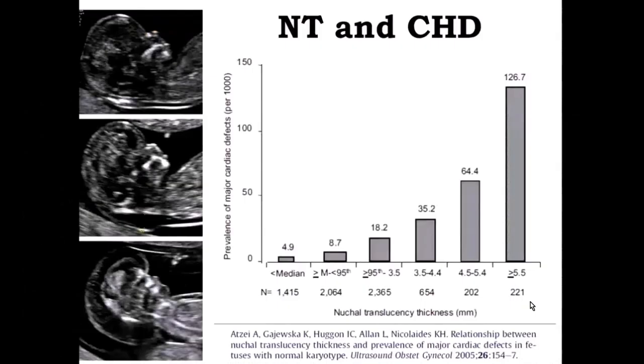This is because the nuchal translucency and the incidence of cardiac anomalies are very much related. Here you can see that in fetuses with a normal karyotype, the incidence of cardiac anomalies increases exponentially once the nuchal translucency reaches a certain point, usually 3.5 millimeters, making the nuchal translucency an independent risk factor for cardiac anomalies. So that was the first step for the screening of cardiac defects in the first trimester.